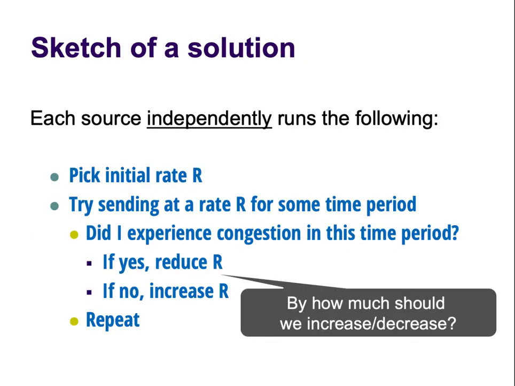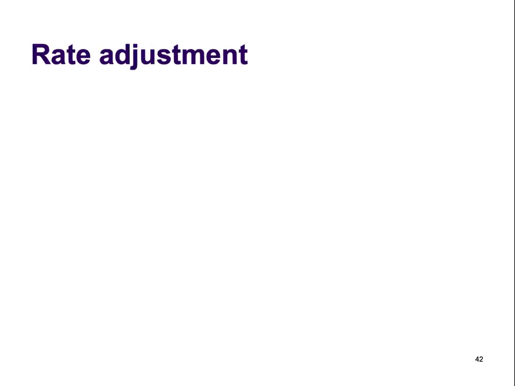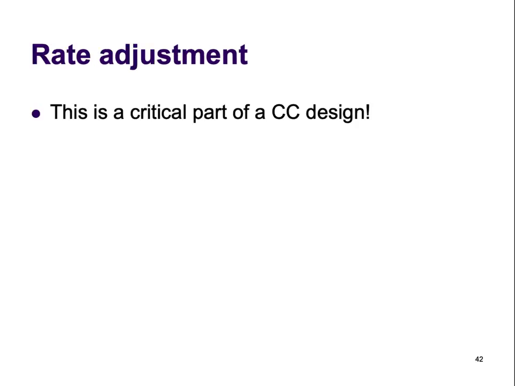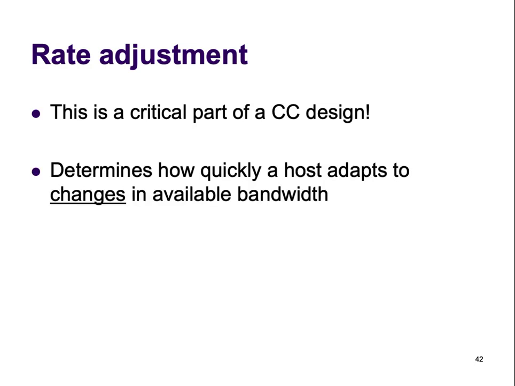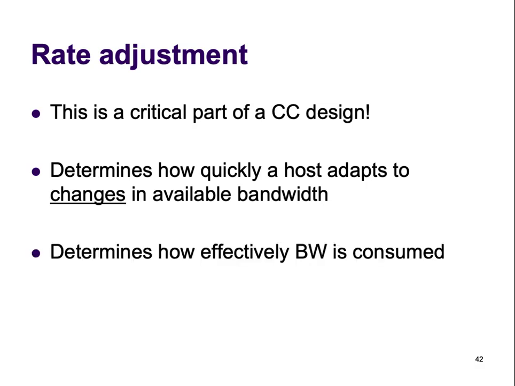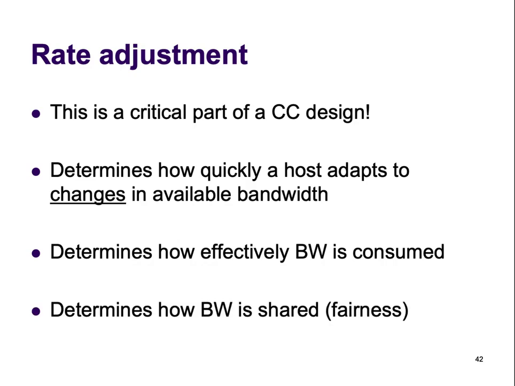The last question is by how much should we increase or decrease when we have congestion? This is the rate adjustment phase of congestion control. This is probably the most critical part of the solutions we've developed so far, because how quickly you adapt and how much you adapt by is going to determine how a host adapts to changes in the available bandwidth. If you're too slow to adapt, you're going to be very inefficient in consuming bandwidth.